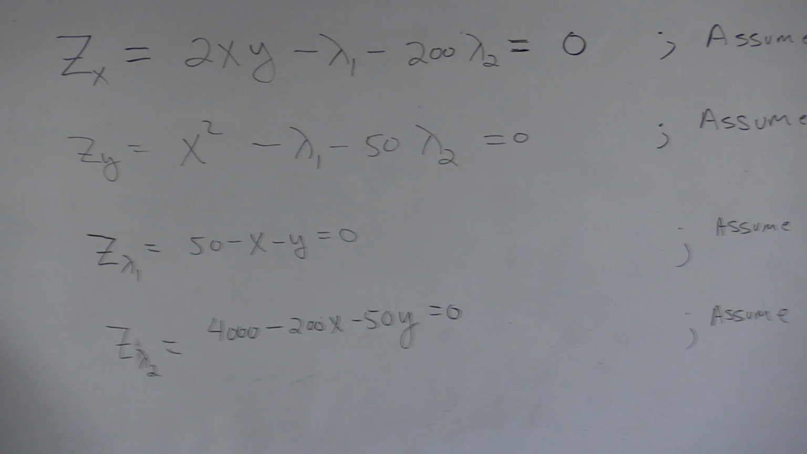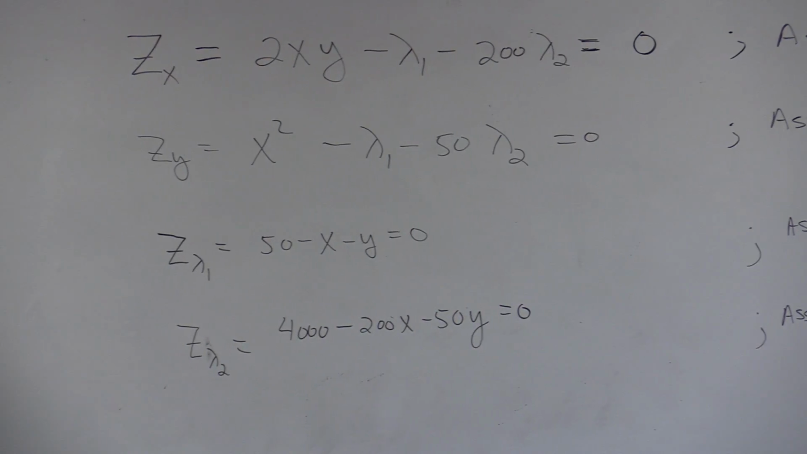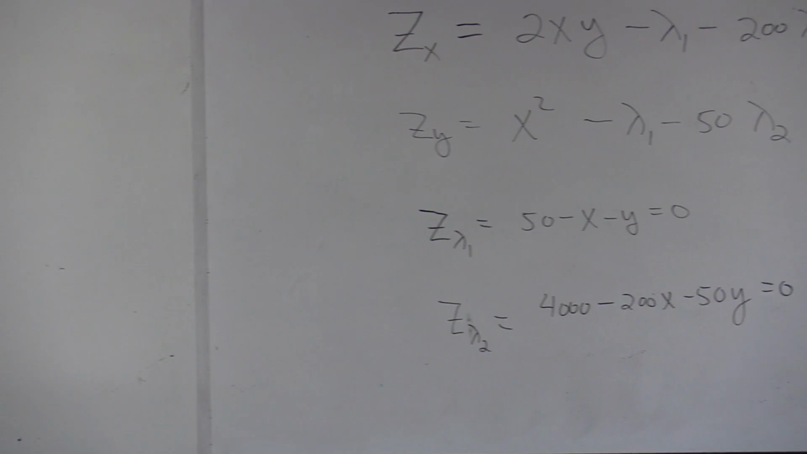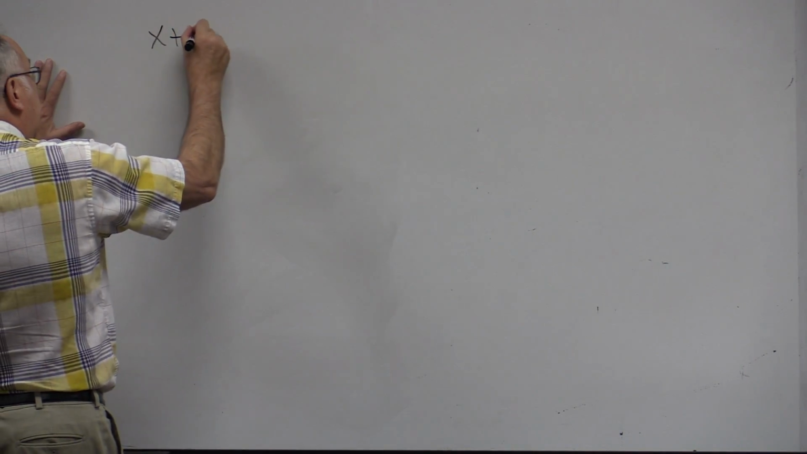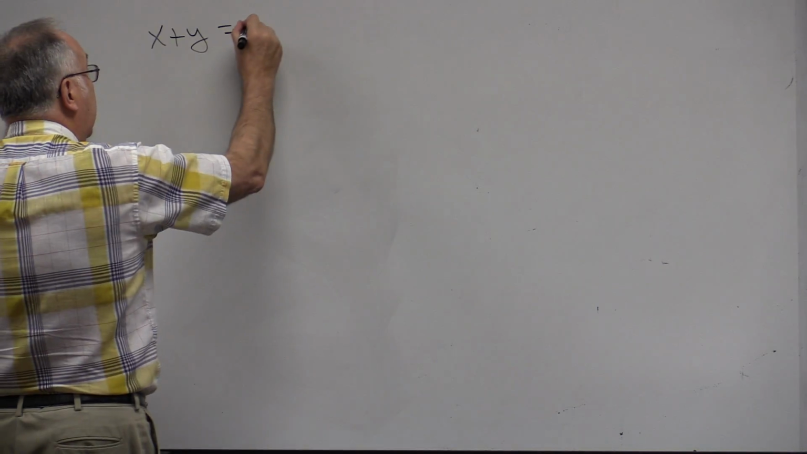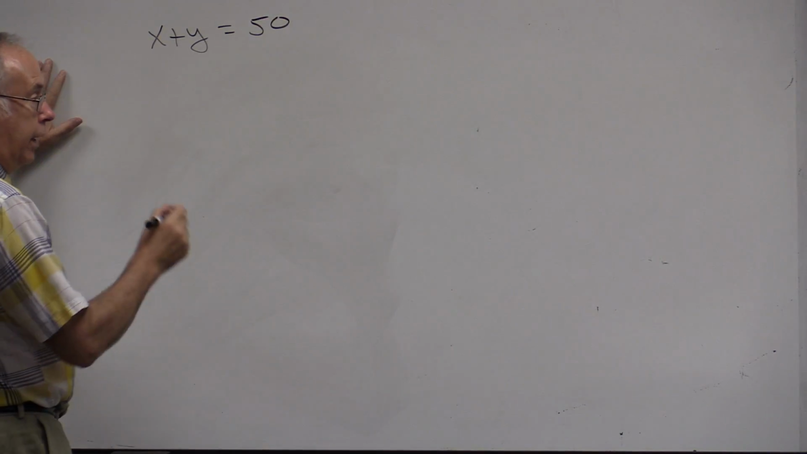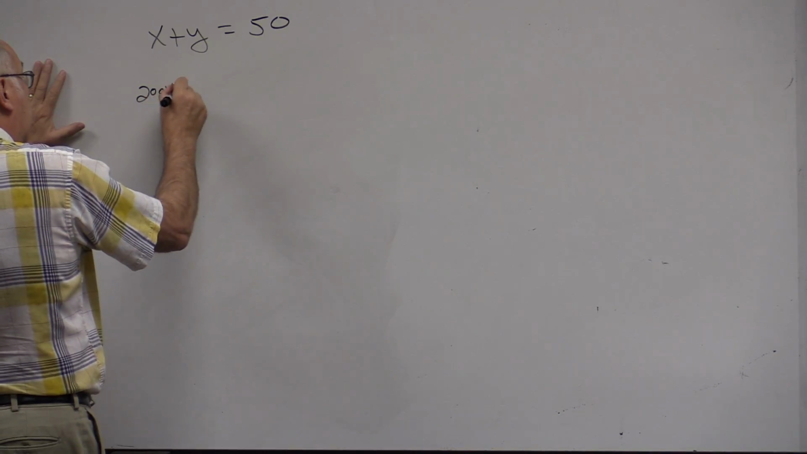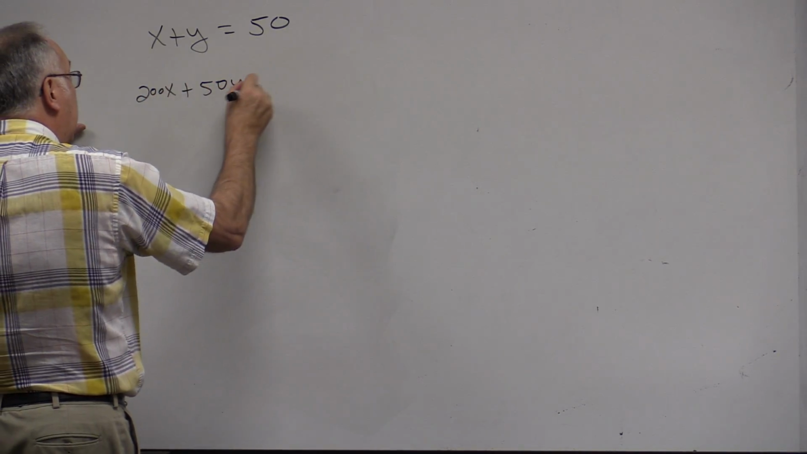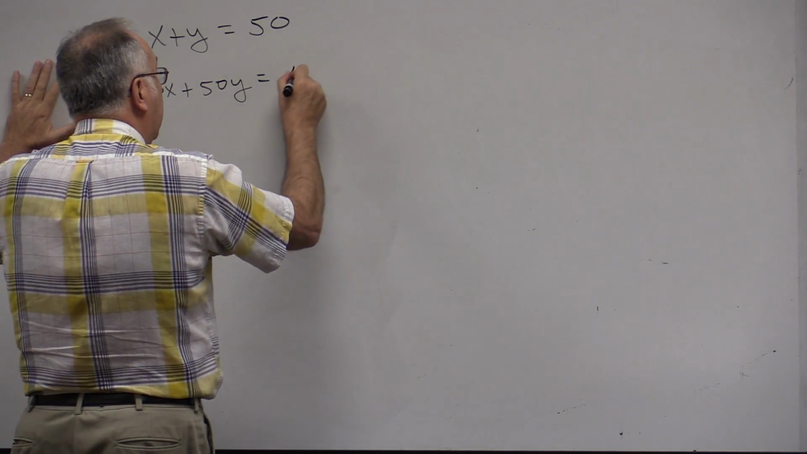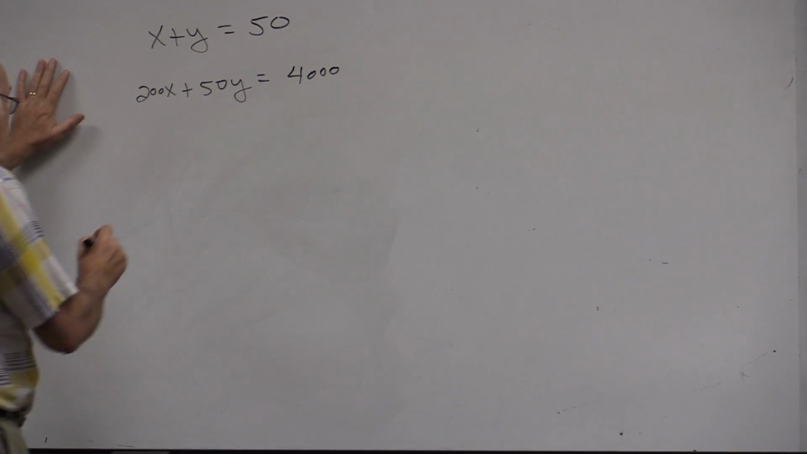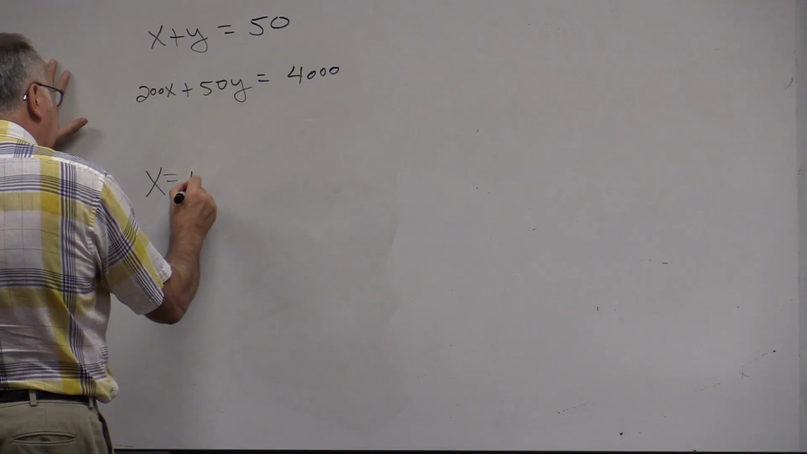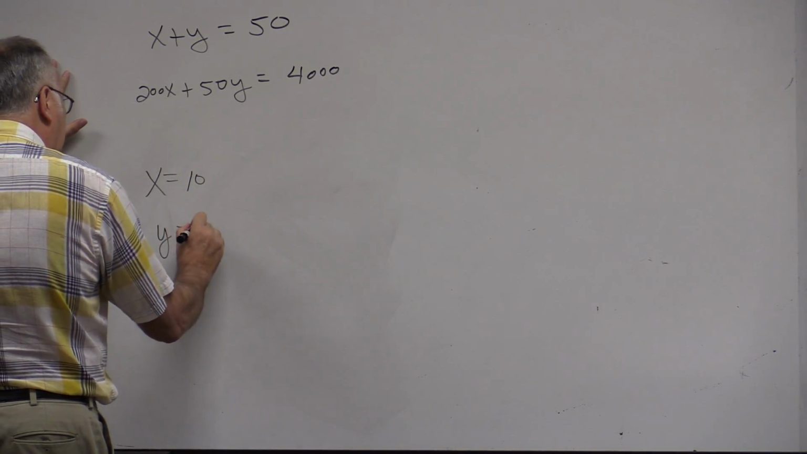From these two equations, we can solve for x and y. And in doing so, what do you get? Yes. I'll just assert that. You could use Cramer's rule. Notice if you rewrite these equations, you could rewrite them like this. X plus Y equals 50. That's really the budget constraint. The other one is 200X plus 50Y equals 4,000. And use Cramer's rule or some other rule, substitution rule. Solve for X and Y, and what you get are x equals 10 and y equals 40.